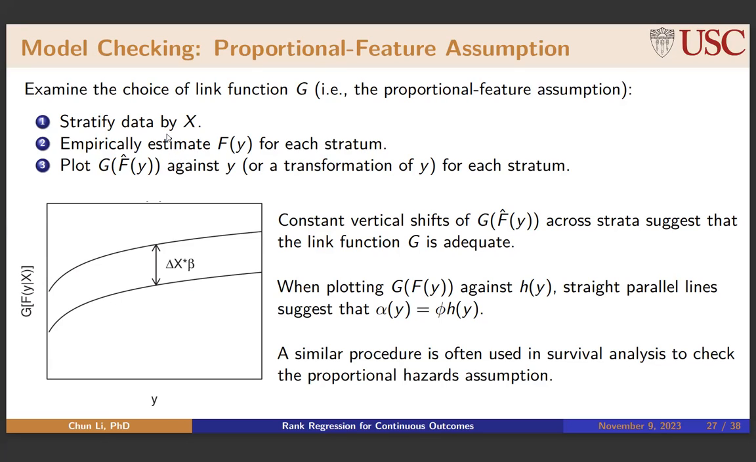Basically, you can stratify your data into a few groups by X, then empirically estimate the CDF for each group and plot the CDF after the link function transformation against Y. In this picture there are two groups, but you could have multiple strata. There should be a constant shift. If you see a constant shift across groups, that indicates that the link function is adequate. This is actually the procedure people use for checking the proportional hazards model in survival analysis.